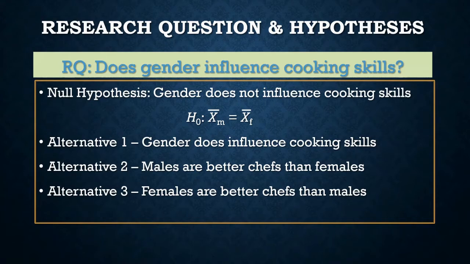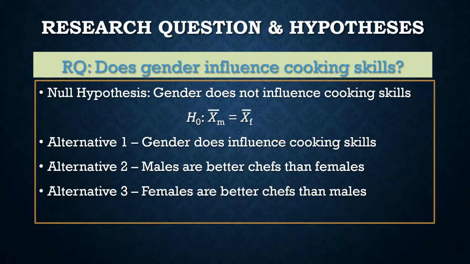So if we create a research question such as, does gender influence cooking skills? We can use this as an example to determine what hypotheses would be developed from this. First and foremost, we develop our null hypothesis. The null hypothesis, if you recall, is the hypothesis that says there is no relationship, no difference, no influence, no impact from one variable on another, or between the two variables. So for this question, does gender influence cooking skills? The null hypothesis would be gender does not influence cooking skills.